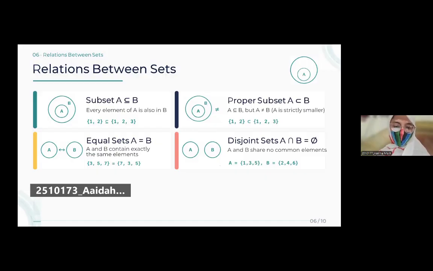In equal sets, two sets are equal if they contain the same elements, even in a different order. A and B contain exactly the same elements but in a different order. Disjoint sets: two sets are disjoint if there are absolutely no elements in common. You can see A contains 1, 3, and 5, and B contains 2, 4, and 6. The elements are totally different, so this is a disjoint set.